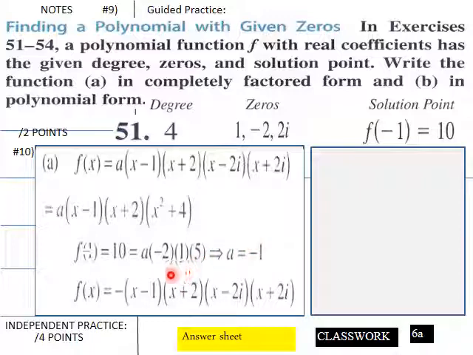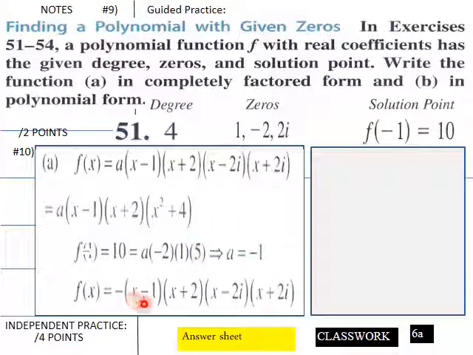So we're going to stick this out in front anyway here. See, negative 1 would be negative 2, and then negative 1 in here would be 1, and then negative 1 in here would be 1 plus 4, which is 5. So a would have to equal negative 1 in this case, because we know when we plug in x, we get 10. So a equals negative 1.